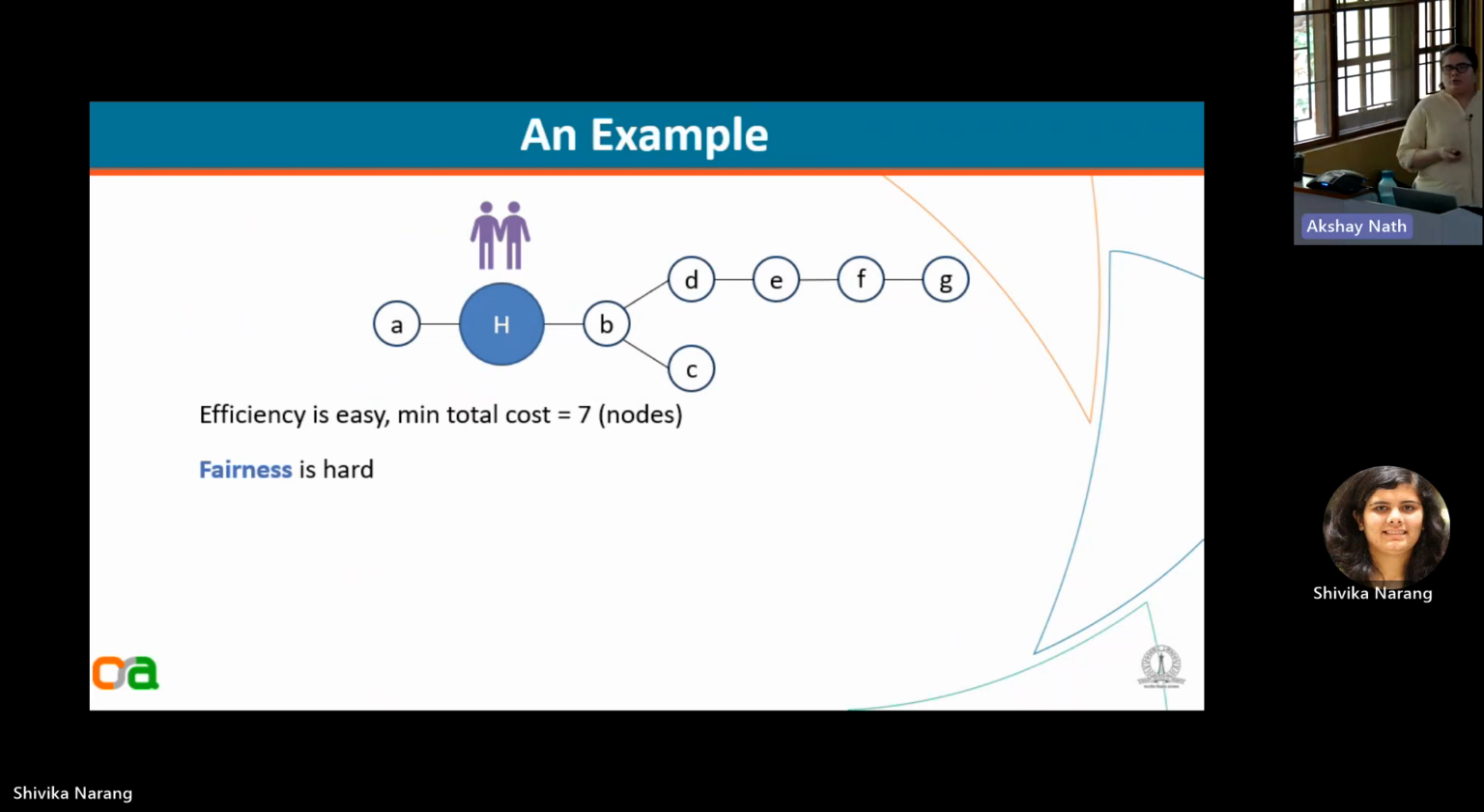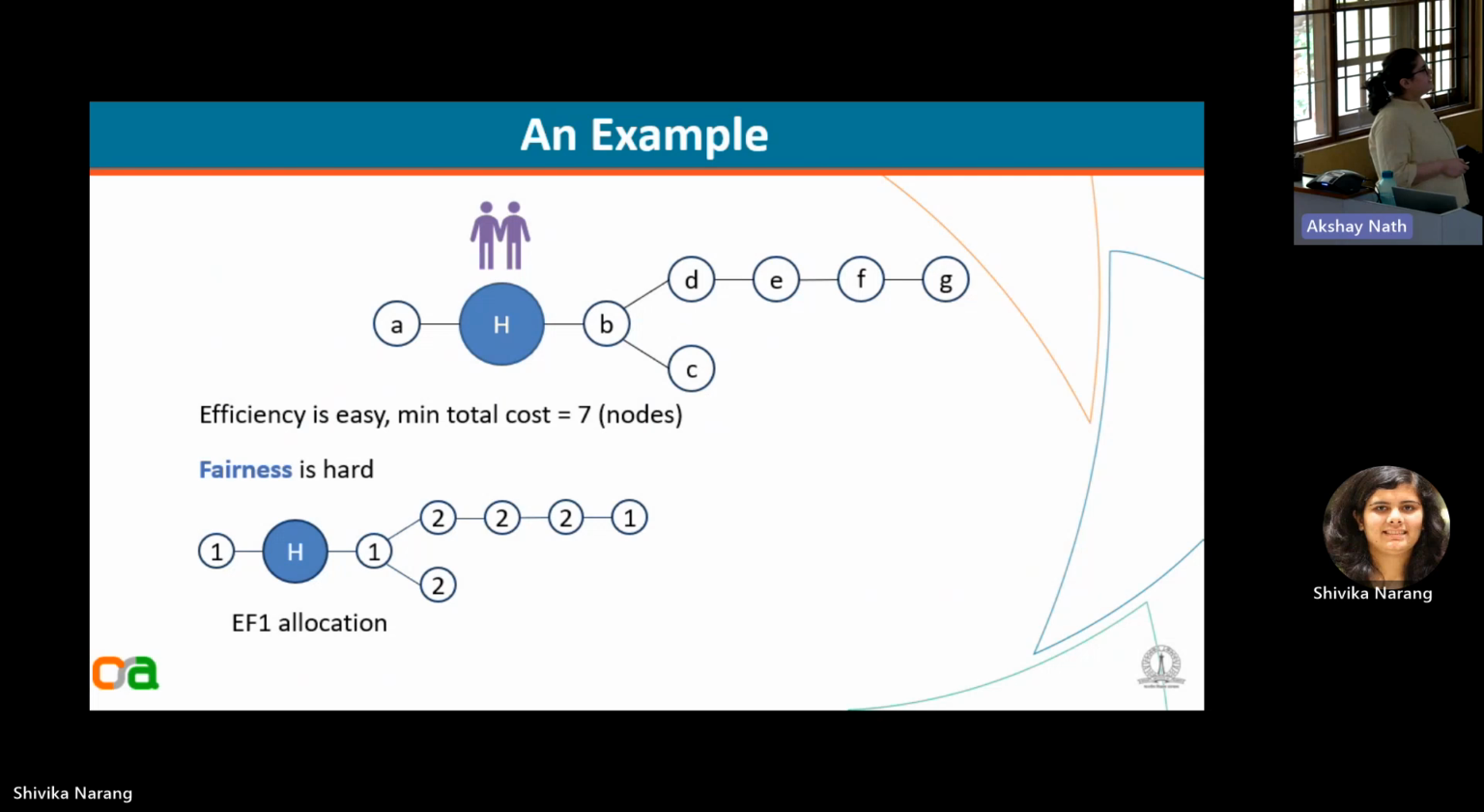So like I said, we would like to look at envy freeness. Now, envy freeness here, if you try and figure it out, is not possible. So we look at a relaxation of envy freeness called EF1. Here, we send agent 1 to nodes A, B, and G, and agent 2 does the rest. Simple example, here agent 1 gets a cost of 6, and agent 2 gets a cost of 5.